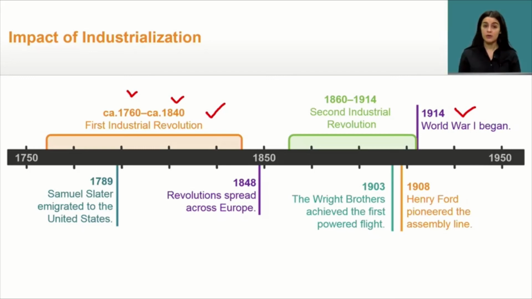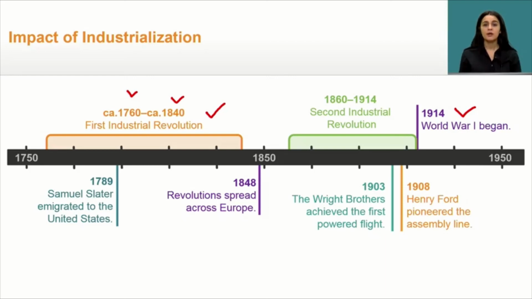Industrialization would also impact warfare. Manufacturing made weapons such as guns and tanks easier to make and repair. The steam engine made it easier to transport weapons and soldiers. The telegraph allowed for communication of information between military units. This changed the way wars were fought.